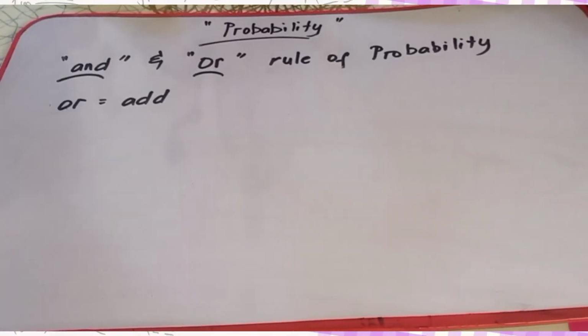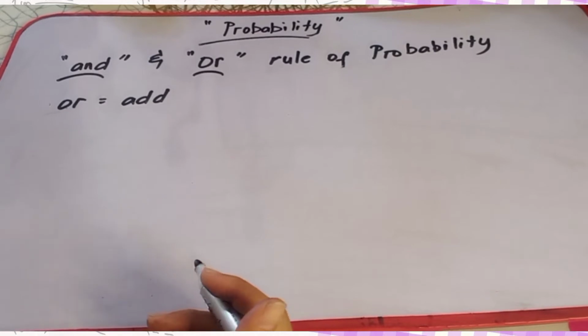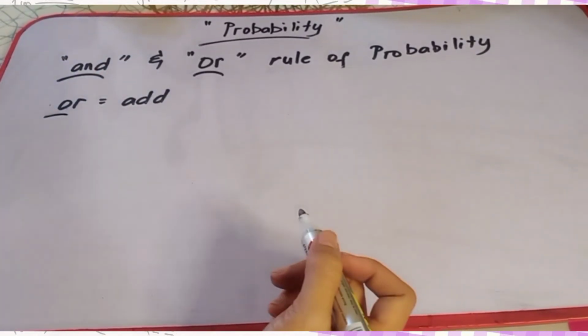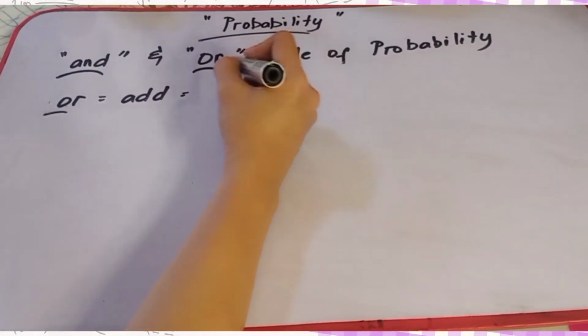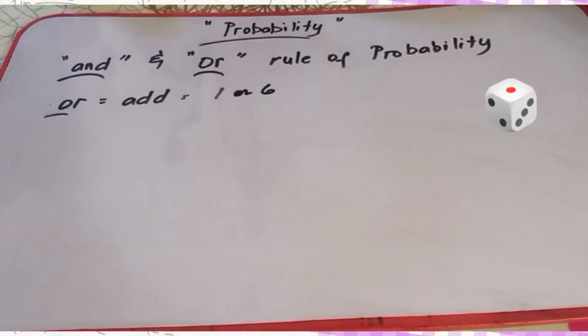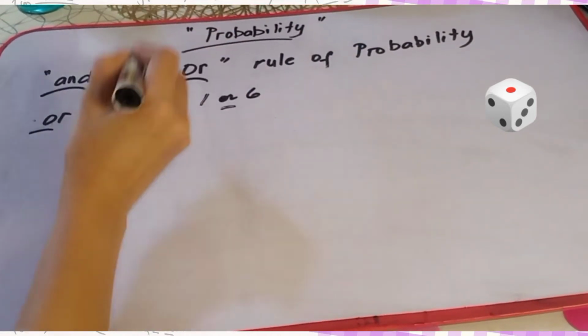Okay, so welcome to the second part of our video regarding the rule of probability, using and or. So in our previous video, if you remember, we already have an example na ginamit natin si or. So that is getting the probability of 1 or 6 kapag nag-throw tayo ng single die. So, kapag or, sabi natin, we just simply add.